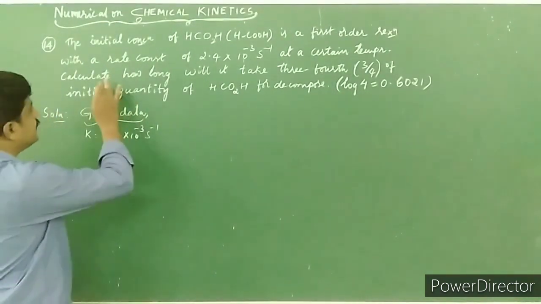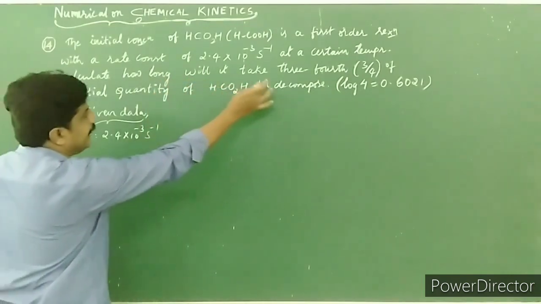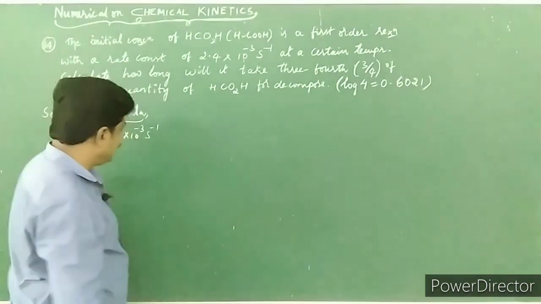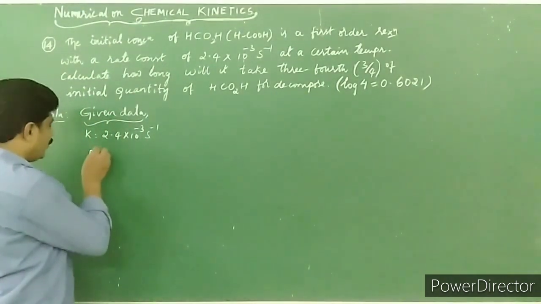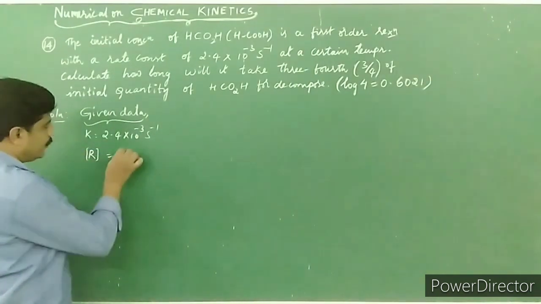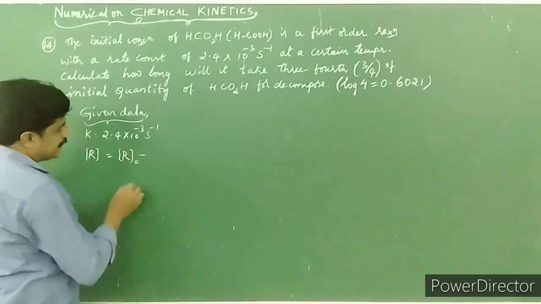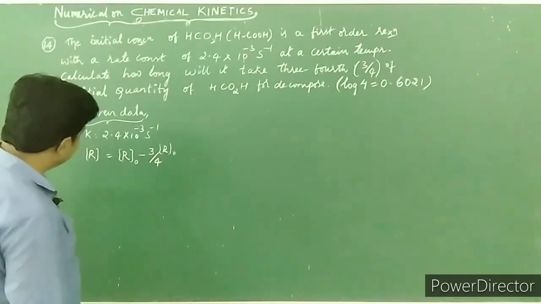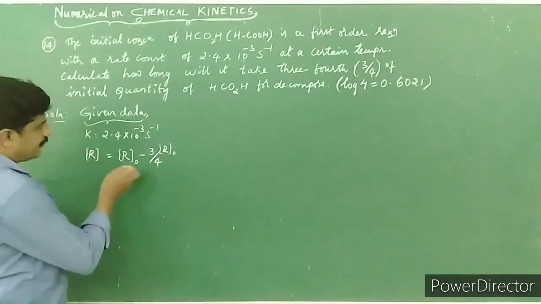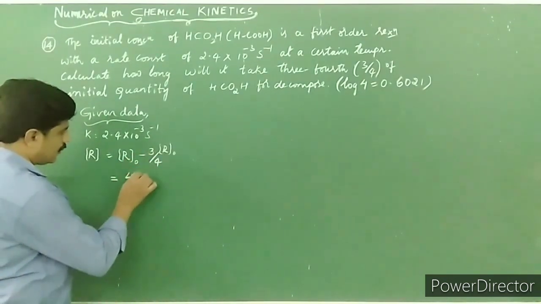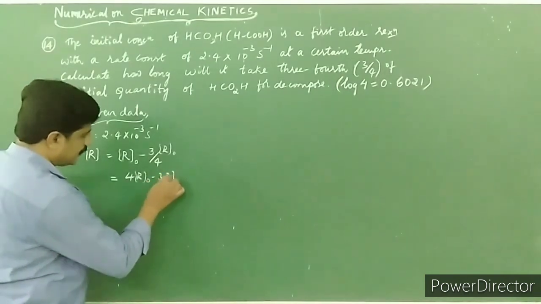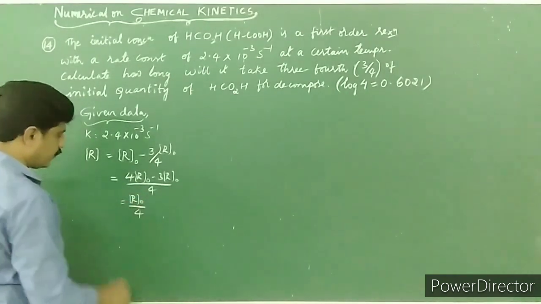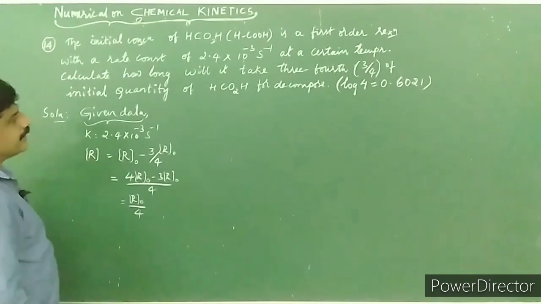Now children, what do they say here? How long will it take for 3/4 of the initial quantity of HCOH to decompose? That means, look here. Now I write R is equal to R naught minus 3/4 of R naught. Hope you're getting that. Now I simplify: 4 R naught minus 3 R naught upon 4, so that is equal to R naught upon 4.